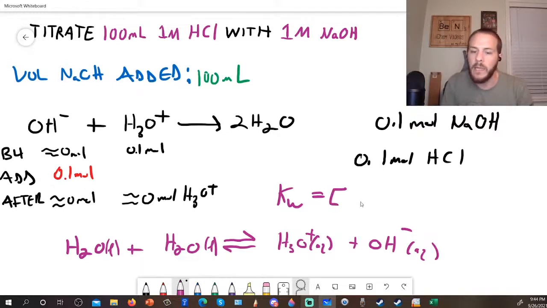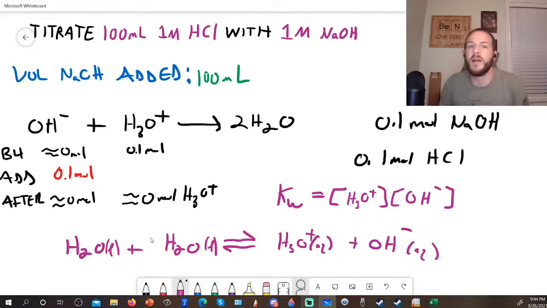So the equilibrium constant looks like this, where we have the concentration of H3O plus times the concentration of OH minus, right? So it's products over reactants. Our reactants don't show up in the equilibrium constant expression, but our products do because they are aqueous. Now Kw, which is equal to the product of hydronium and hydroxide ion at 25 degrees Celsius, has a value of 1.0 times 10 to the minus 14, right?